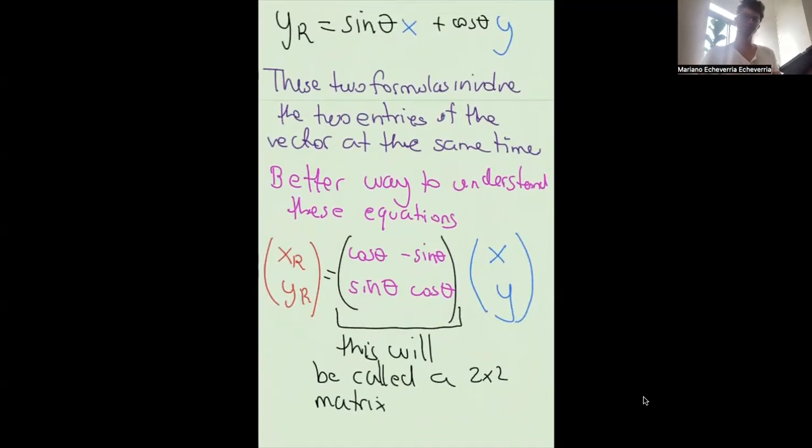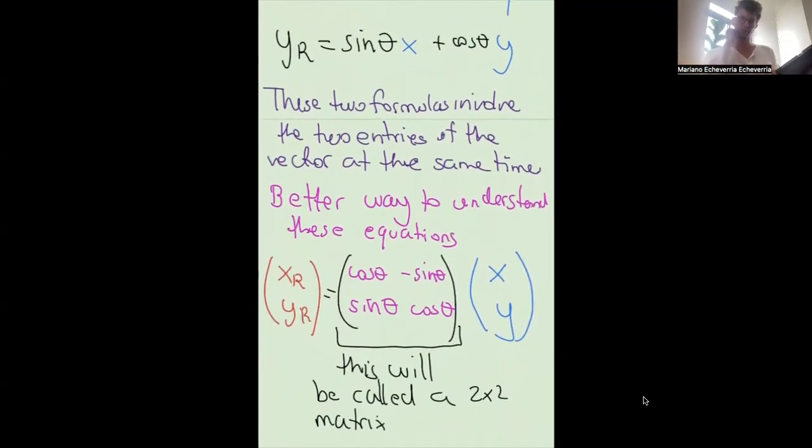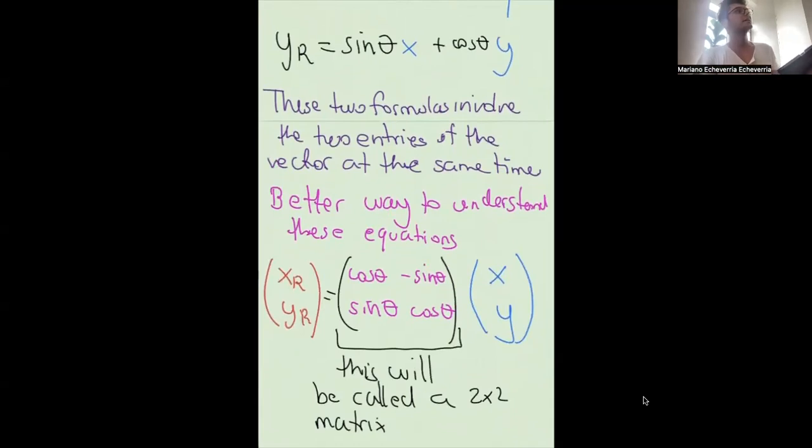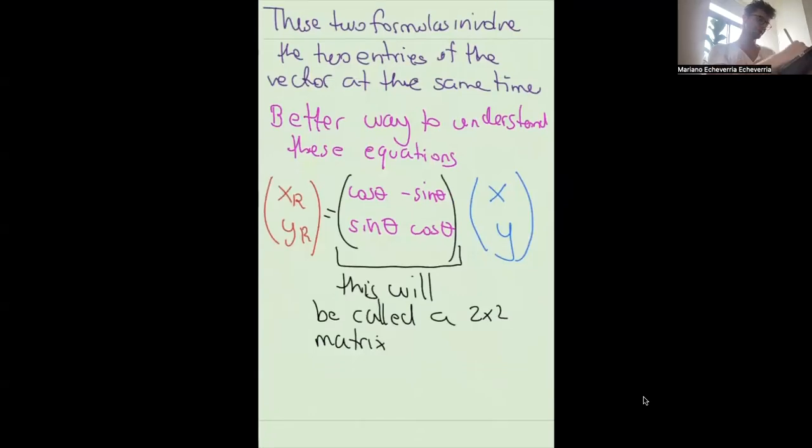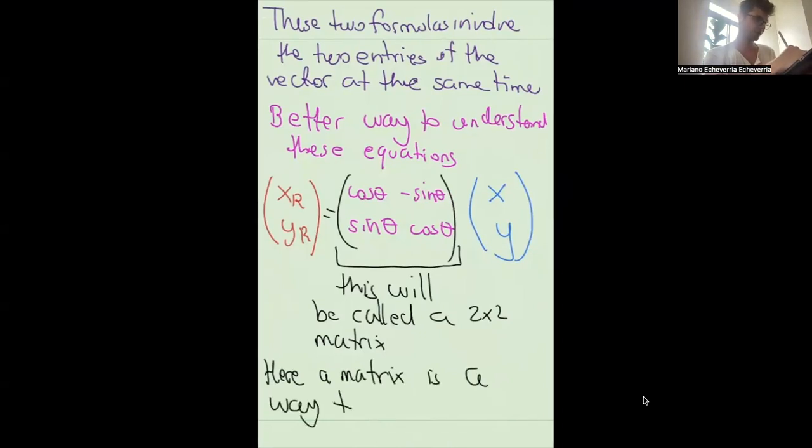Is that making sense? So a matrix here is just appearing as a way to connect the different entries of a vector, to connect the entries of two different vectors. Here a matrix is a way to connect, to relate the entries of two vectors.